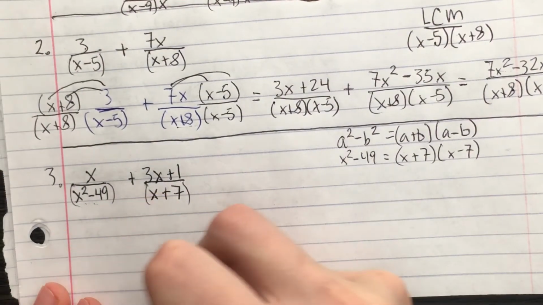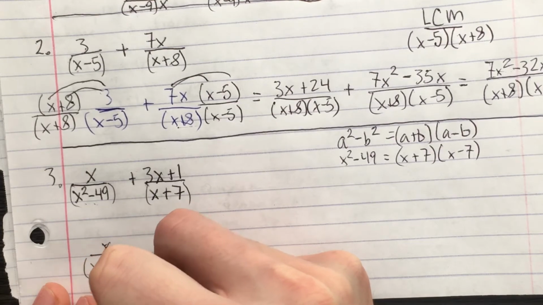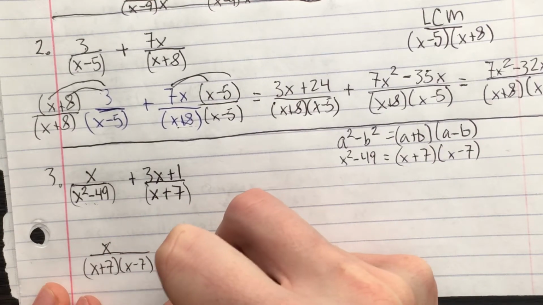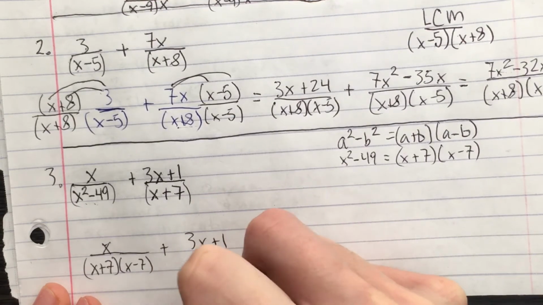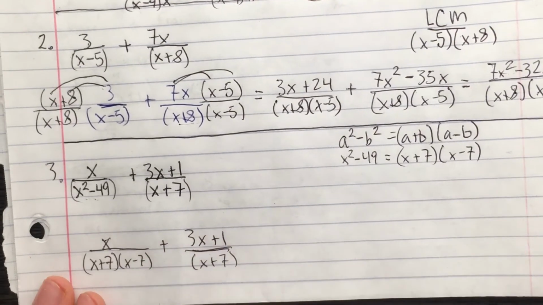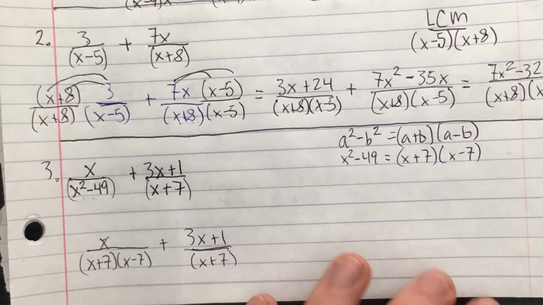And so now what we're going to do is we're going to say, okay, well, this is actually x divided by x plus 7, x minus 7, plus 3x plus 1 divided by x plus 7. Because remember, when we're doing the LCM, we need to make sure to factor if we can. The first two examples we looked at did not factor, but that will not always be the case.